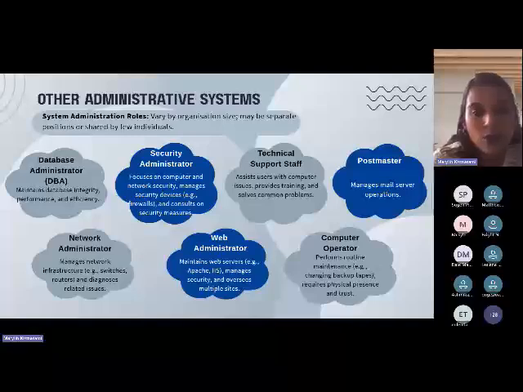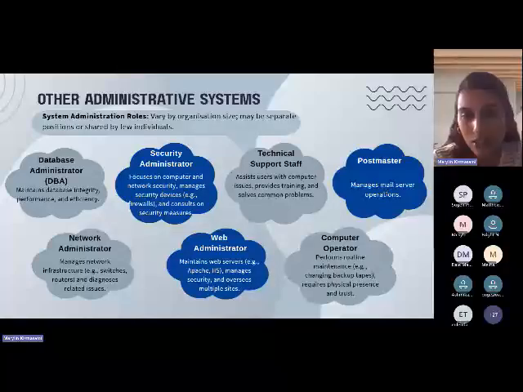So for a security administrator, they ensure that the organization's and clients' data remains protected from unauthorized access. So you can see that that role is also quite important in this.